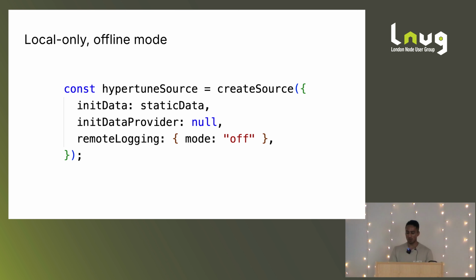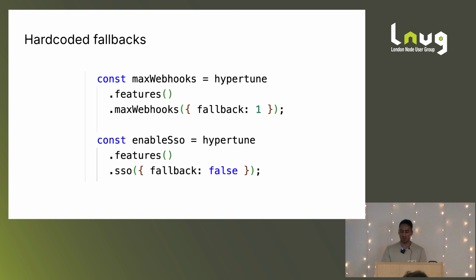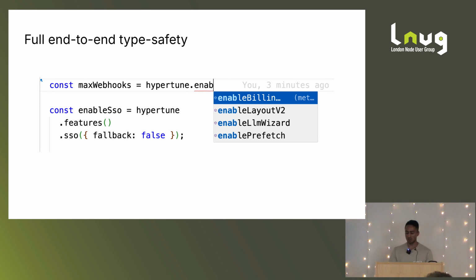The next thing we can do is that when we evaluate the configuration, we can also pass hard-coded fallback values for the case when the SDK hasn't initialized and there's no snapshot. And then we can also ensure that the configuration's evaluated with full end-to-end type safety to avoid typos, catch errors at compile time rather than runtime, and then enable this great developer experience with code completion, find all references, and JS comments.